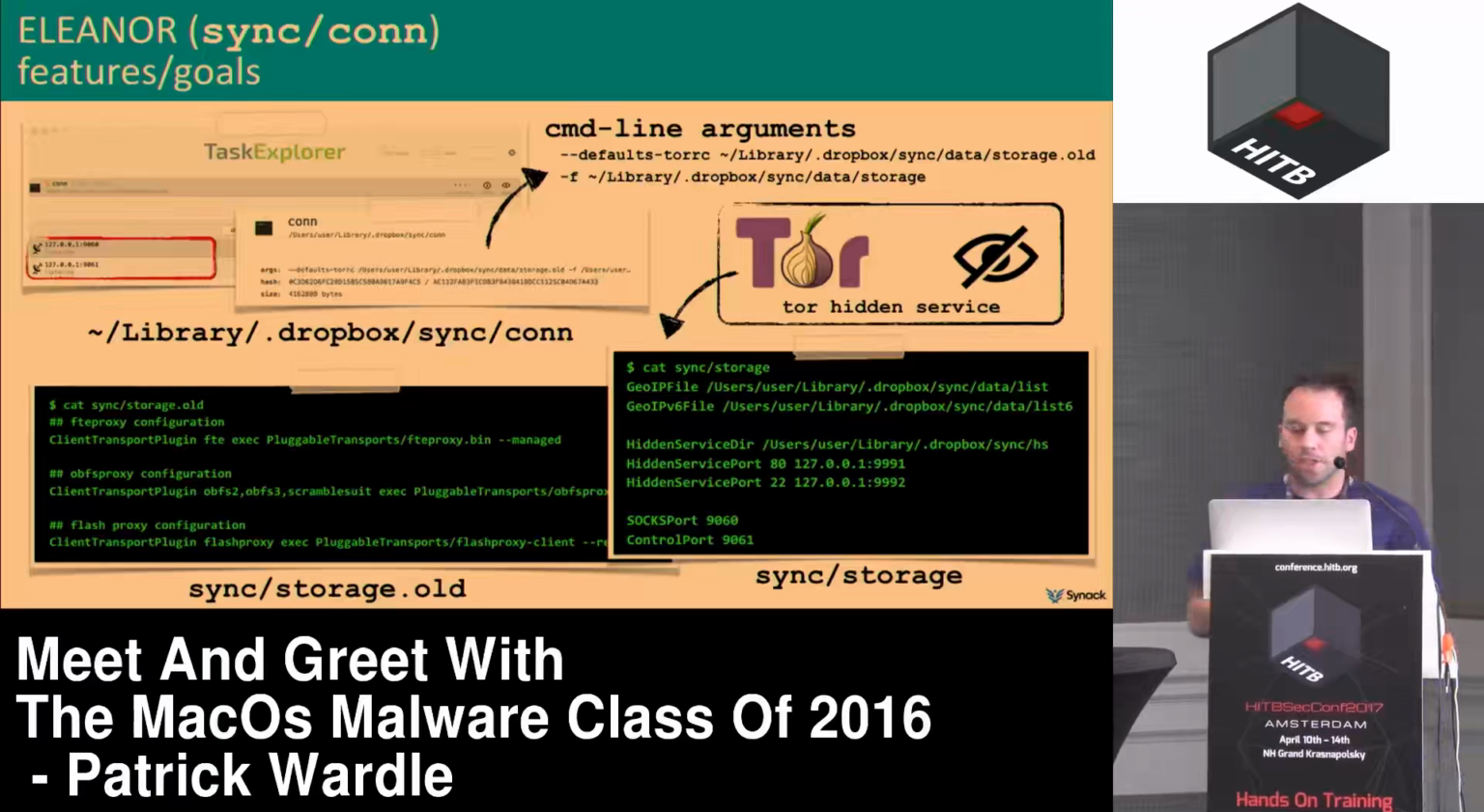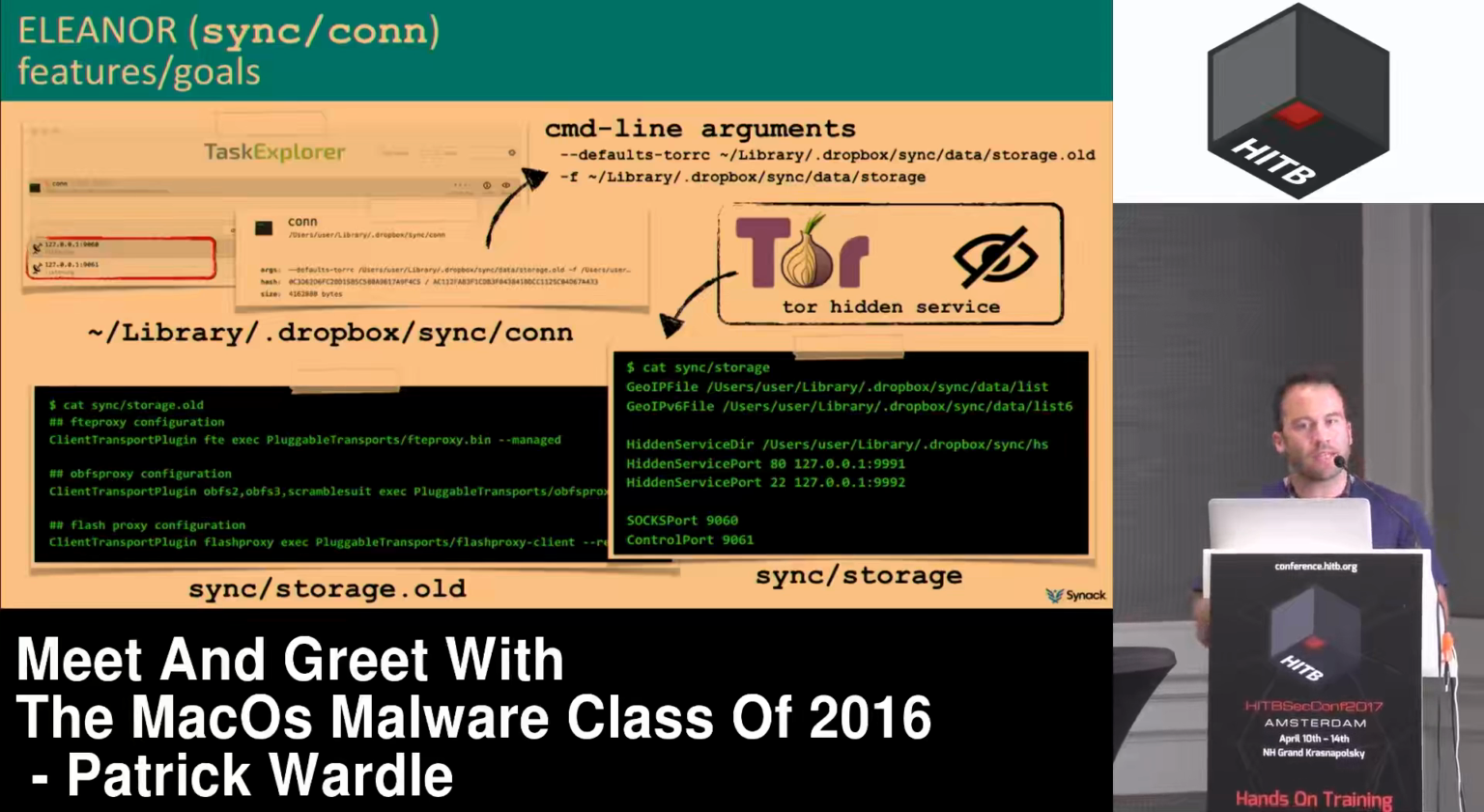The first launch agent creates a plist or properties file called com.getdropbox.integritycheck.plist. This will execute an application or a binary named conn, C-O-N-N. What this binary does is set up a hidden Tor service. And we'll see in a moment this exposes an interactive PHP backdoor.